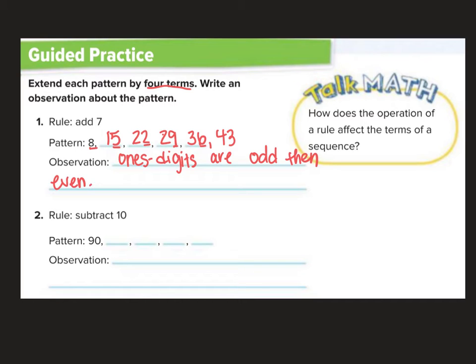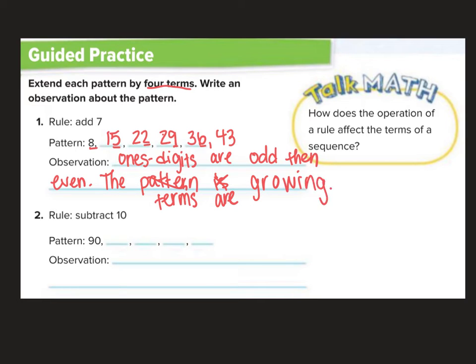We could also talk about how the pattern is growing. The terms are growing. Right? They're getting larger.